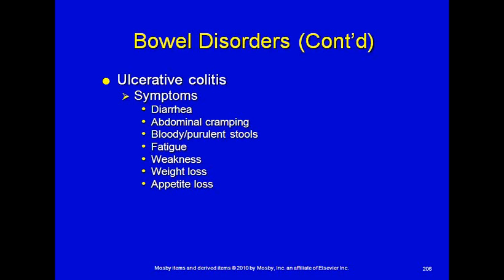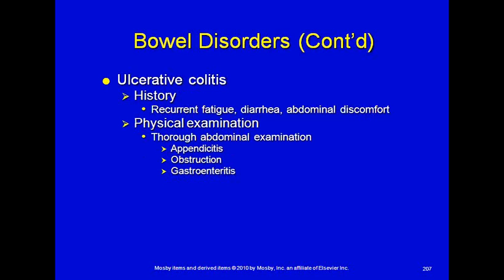fatigue, very weak, may have some significant weight loss, appetite loss, and they may know they have ulcerative colitis, but maybe if they have an increased history of periods of painful diarrhea, maybe even some blood in their diarrhea, reoccurrent fatigue, reoccurrent abdominal discomfort, that might be a clue they have some ulcerative colitis.